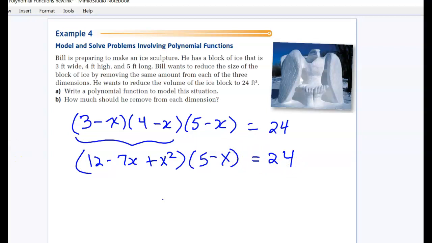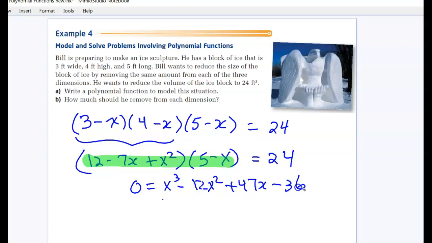And now, I'll let you do the math, if you were to multiply these out and bring the 24 over and set it equal to 0, you're going to end up getting a polynomial that is x cubed minus 12x squared plus 47x minus 36. So that's going to be our polynomial. Okay, so there's a polynomial that represents the situation.